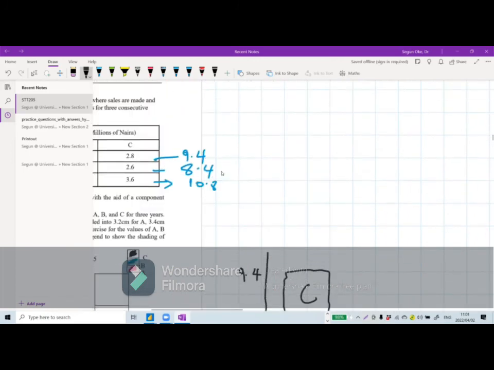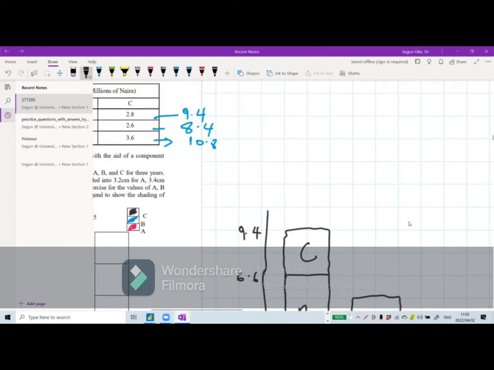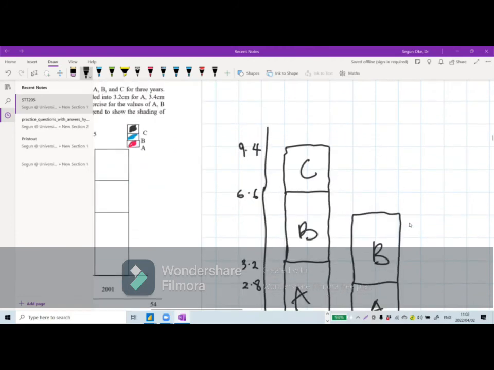We know 11 is the highest. So you label this side 1 to 11, so it will be easier for you to be picking it. Is that okay? Yes. So when you add 2.8 to B, what do you have? 5.8. It will not be up to 6. Then the last one, 5.8 plus 2.6. 8.4. 8.4 cannot reach that.